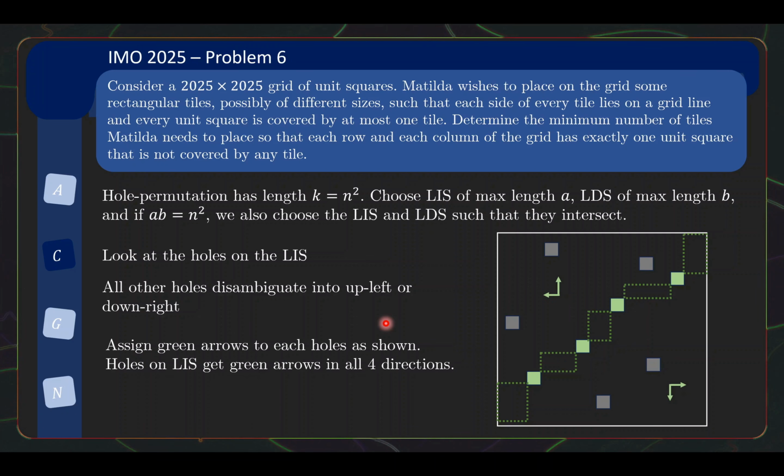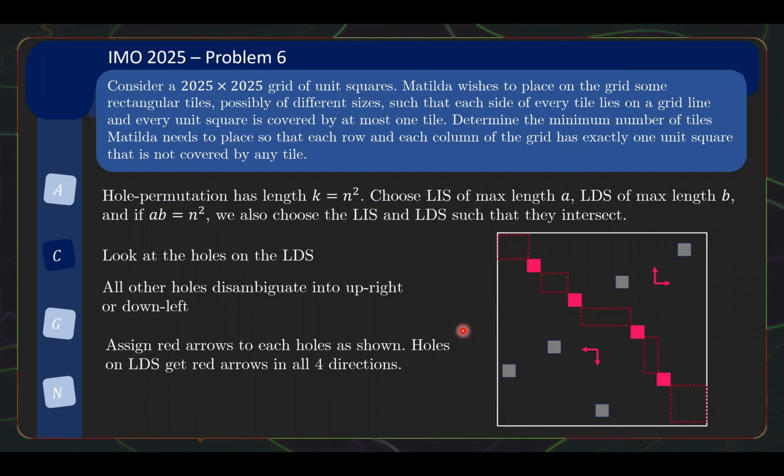The trick that we are going to do is to label my holes depending on what regions they belong to. So for now, I'm going to assign green arrows to each hole as shown. Basically, if you are in the up-left, you get an up and a left green arrow. If you are in the down-right, you get a down green arrow and a right green arrow. Meanwhile, the green holes will get green arrows in all four directions: up, down, left, and right. You will see why in a couple of seconds.